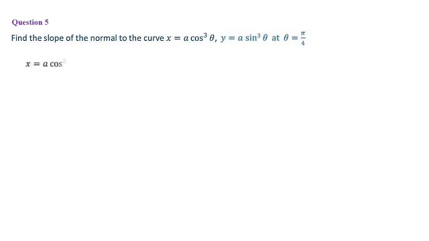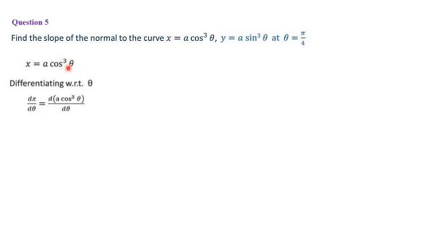So let's start. Here x is equal to a cos cube theta. X in terms of theta is given. So when we differentiate with respect to theta, we will get dx by d theta. Dx by d theta means d by d theta of a cos cube theta. Cos cube theta is just in the form x power n, and the derivative of x power n is n into x power n minus 1. So if you take the derivative of cos cube theta, you will be getting 3 cos square theta.